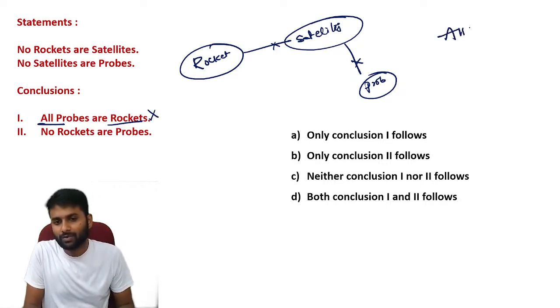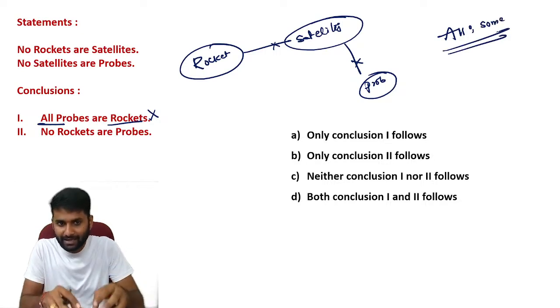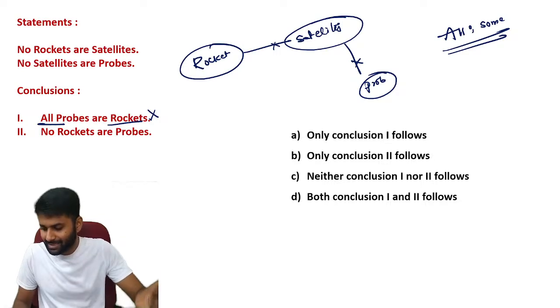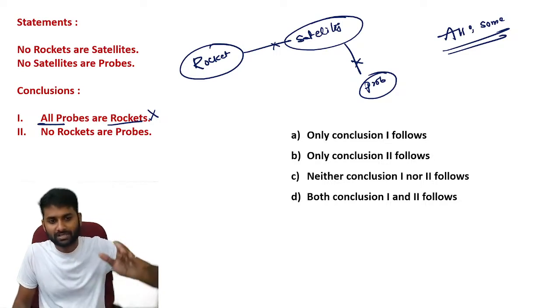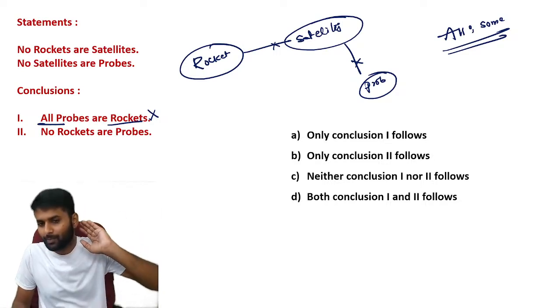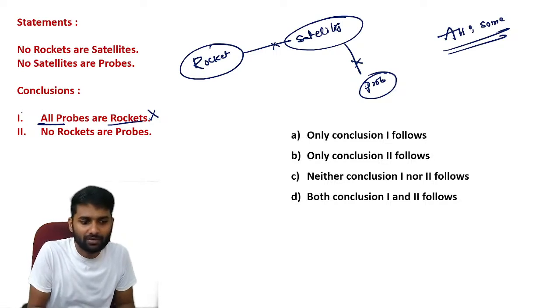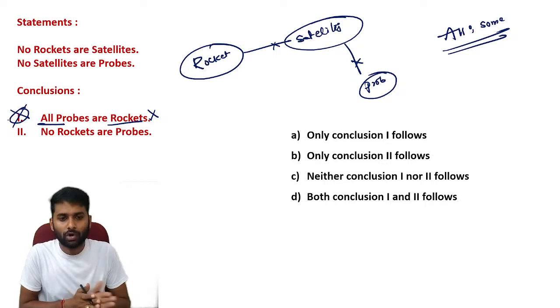Remember, if any conclusion is related to "all" or "some", we need that direct relation in the picture. You can't see any direct relation in those two circles. See, rocket is far from the probe, right? That's why we cannot conclude that all probes are rockets; it is invalid. Now, "no rocket is a probe."